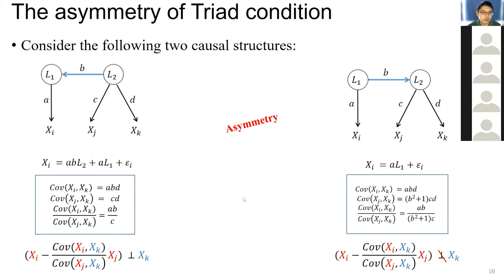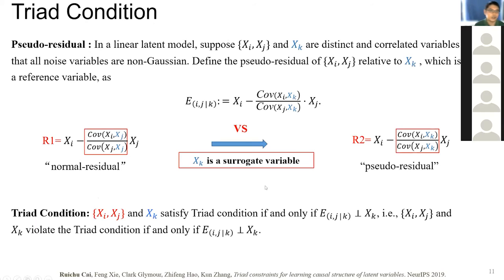The following question is how to formalize the tetrad conditions. Based on the above intuition, we summarize the tetrad condition as follows. Suppose Si, Sj, and Sk are distinct and correlated variables, and that all noise variables are non-Gaussian. We can define the pseudo residual of Xij referred to the surrogate variable Sk as follows. Then we can compare with the normal residual. We can find that this pseudo residual just replaces the Xj with the Xk, the surrogate variable.